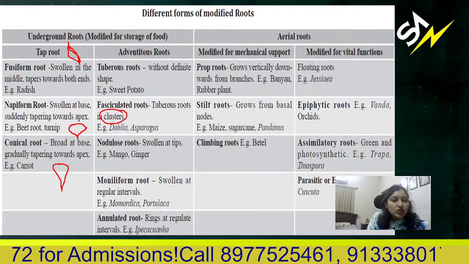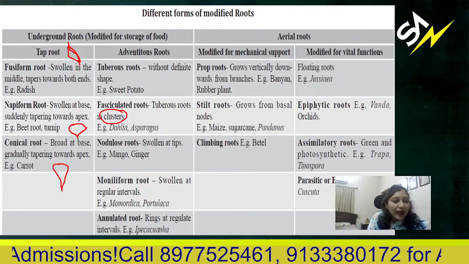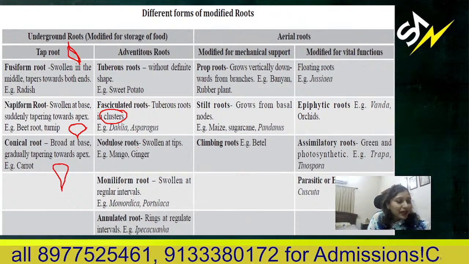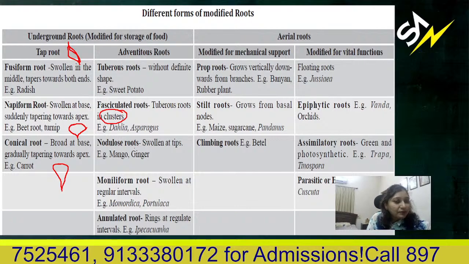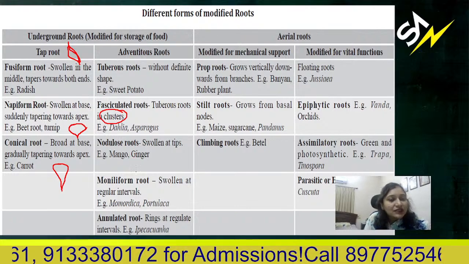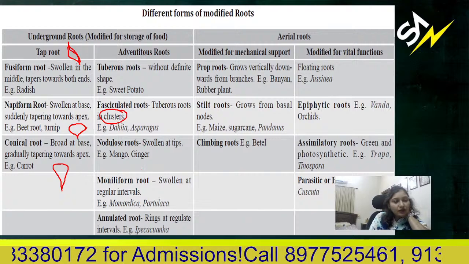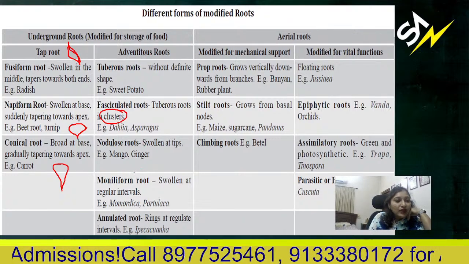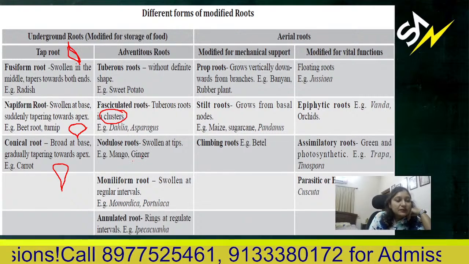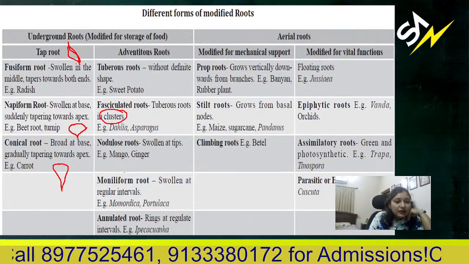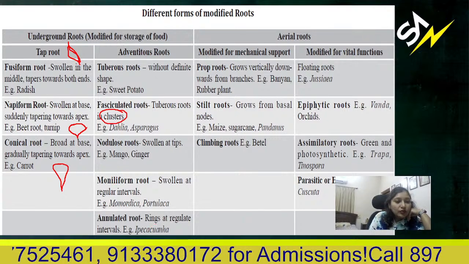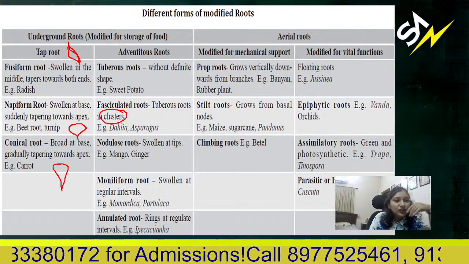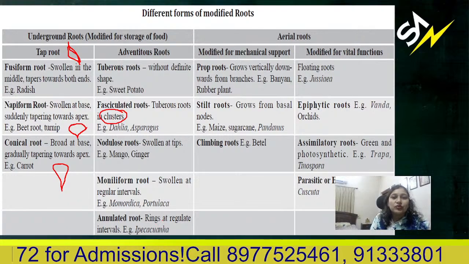Nodulose root, swollen at the tips, like in mango ginger. Ginger is also known as a rhizome type; it is not actually considered here. Then moniliform root, swollen at intervals; this is because of the shape we have included here. Then annulated root, with rings at regular intervals. So these are examples of different shapes modified for the storage of food.